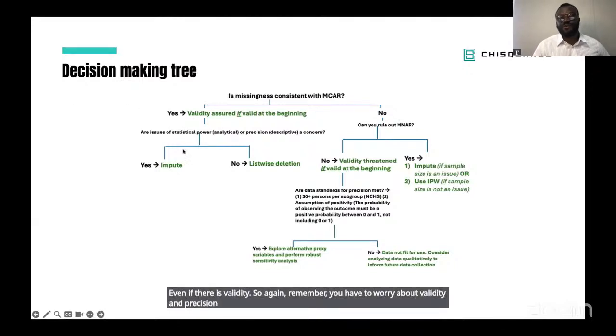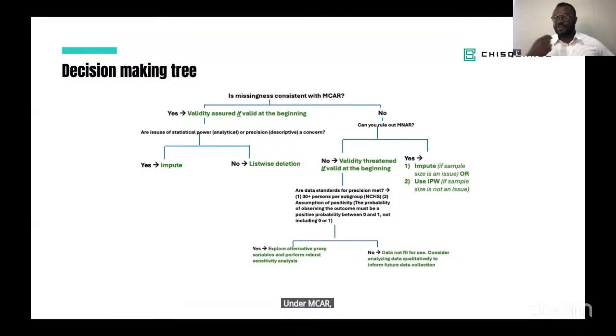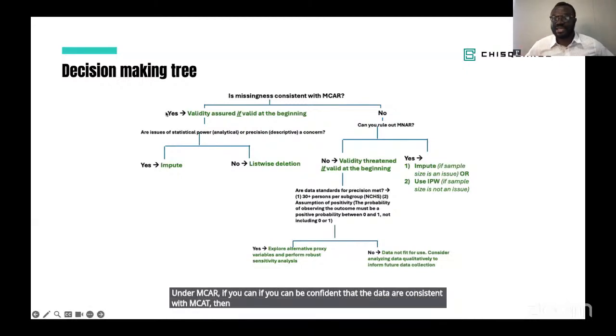If you're worried about that, then you can impute, because again, under MCAR, if you can be confident that the data are consistent with MCAR, then imputation should give you results that are valid.